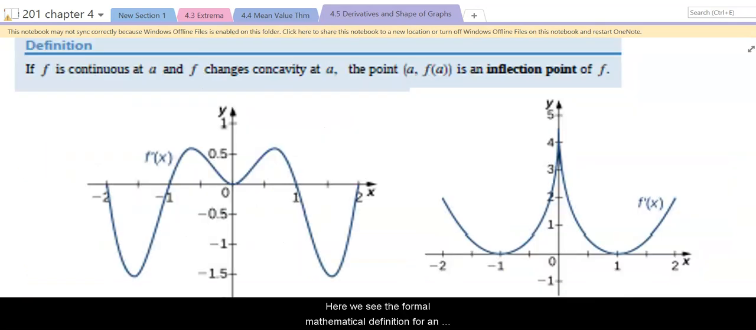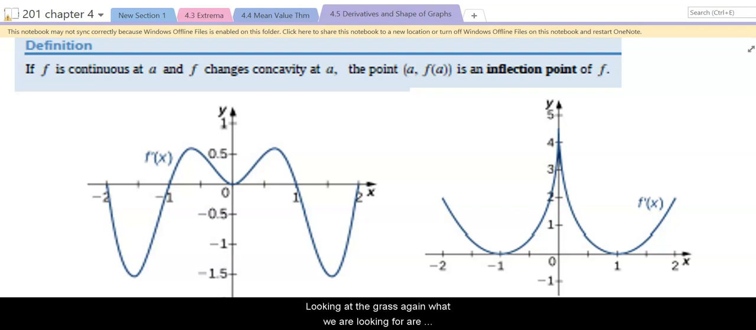Here we see the formal mathematical definition for an inflection point. The inflection point is defined when the function is continuous at that point, but the function changes concavity there. That means it changes from being concave up to being concave down, from curved up like a cup to curved down like a frown. When we were looking at position, velocity, acceleration graphs, we had to guesstimate where we thought these occurred. We will now be able to compute them exactly.